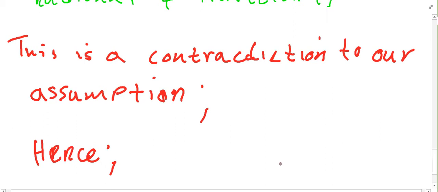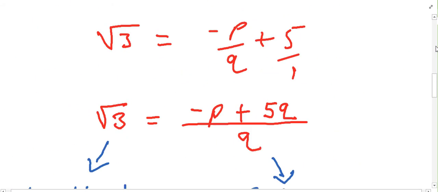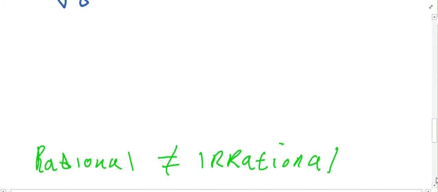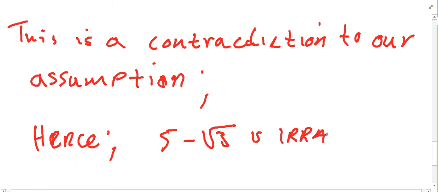So hence you write that. I just hope I improve in my handwriting. Hence, 3 minus, was it 3? Let me go back to my question. Hence, 5 minus square root 3 is irrational.